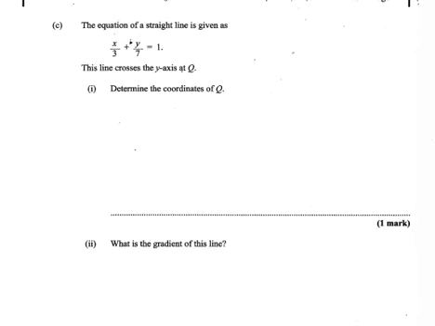So I already have my x-coordinate. The x-coordinate is x is equal to 0. For all points on the y-axis, because the y-axis is the line x is equal to 0, the x-coordinate of all points on the y-axis is 0. So I'm going to put x is equal to 0 in my equation. I'm going to say when x is equal to 0, I have 0 over 3 plus y over 7 is equal to 1.